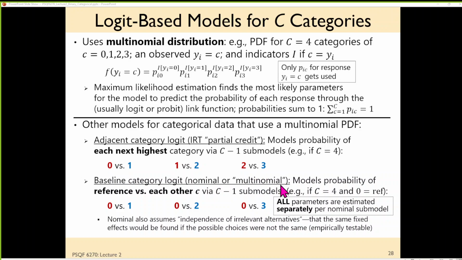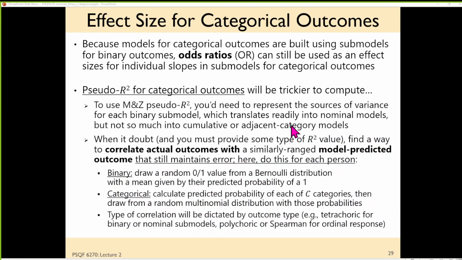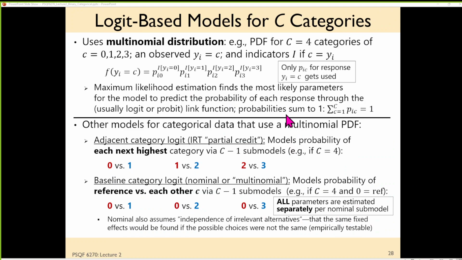But I feel like these two are more straightforward than cumulative logit, but cumulative logit is what the world has decided to use. So I'm going with the grain on that one. Okay, do you want to see an example of first ordinal and then nominal? Fair? It was a rhetorical question.